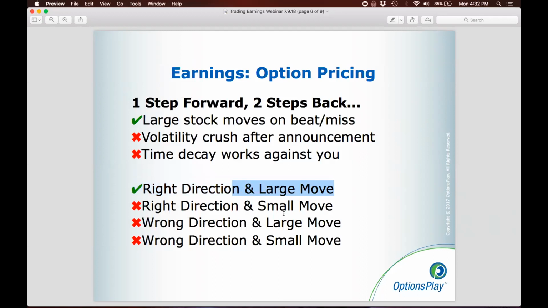However, there's also the possibility that you call the right direction, but the move just is not big enough. So a lot of times a stock can move 5, 10, 15% on earnings, but there's plenty of other times where the stock might only move 1 or 2%. And if that's the case, it's likely that you may still end up losing money on this trade, even though you called the direction correctly. You might have believed that the stock was going to beat, and it did beat the earnings, but the stock just didn't move much higher. Maybe the market had already priced that in. So that's something that you always have to consider: not only do you have to call the right direction, it also has to be a large enough move to overcome this volatility and time decay.